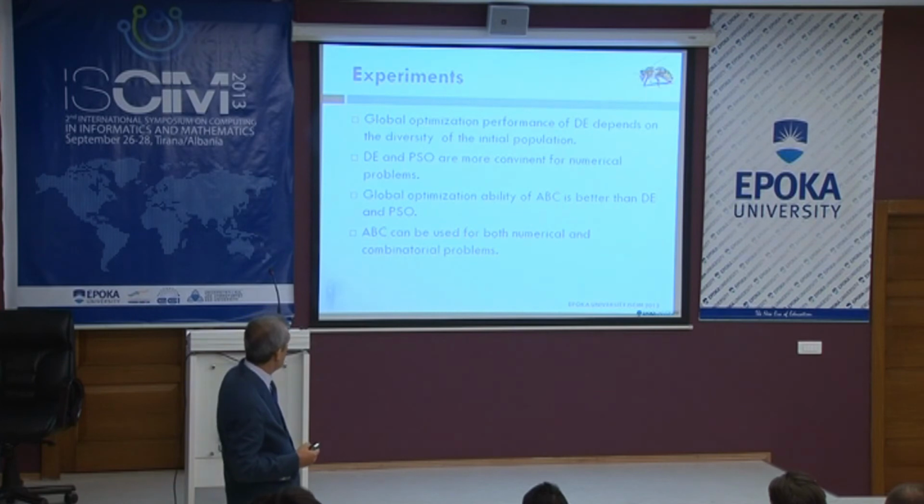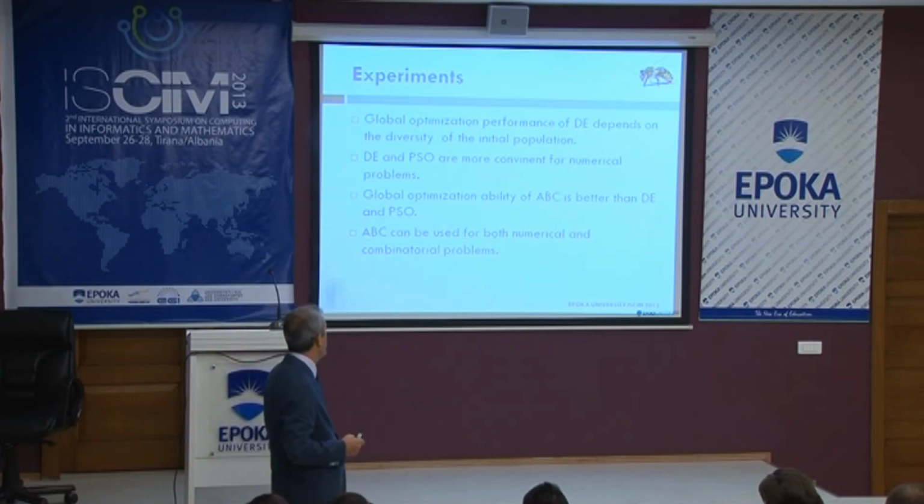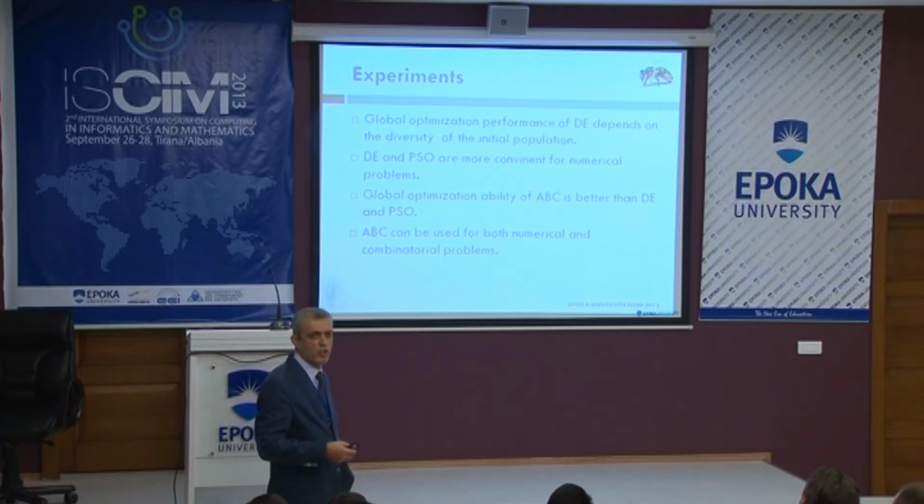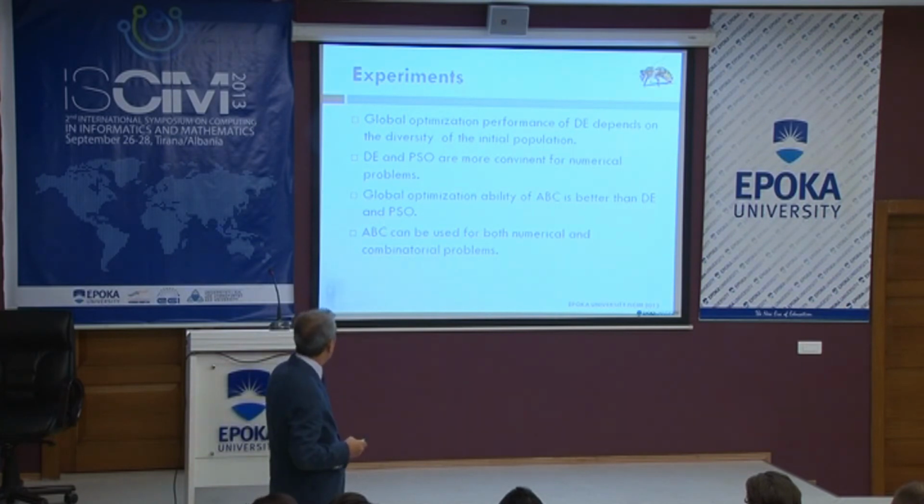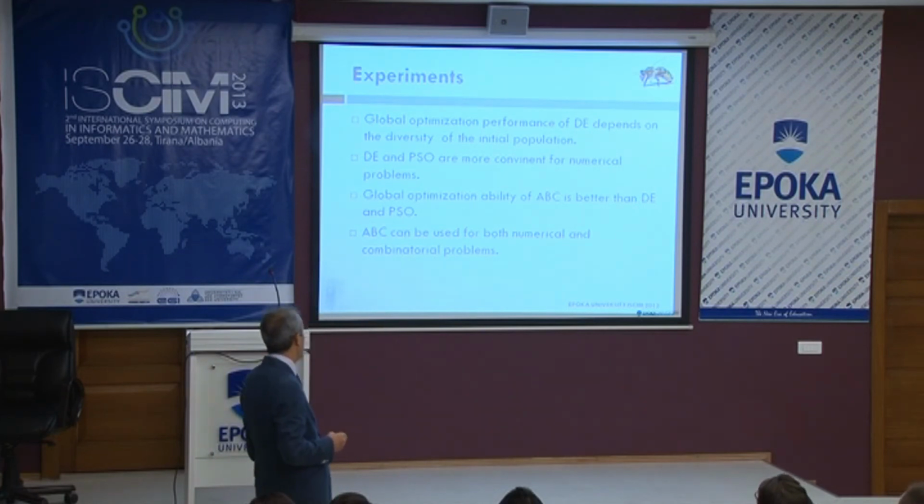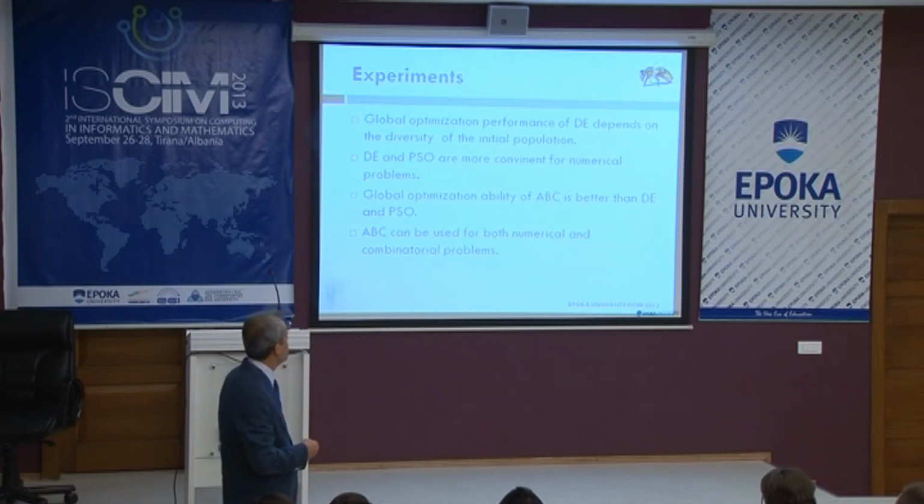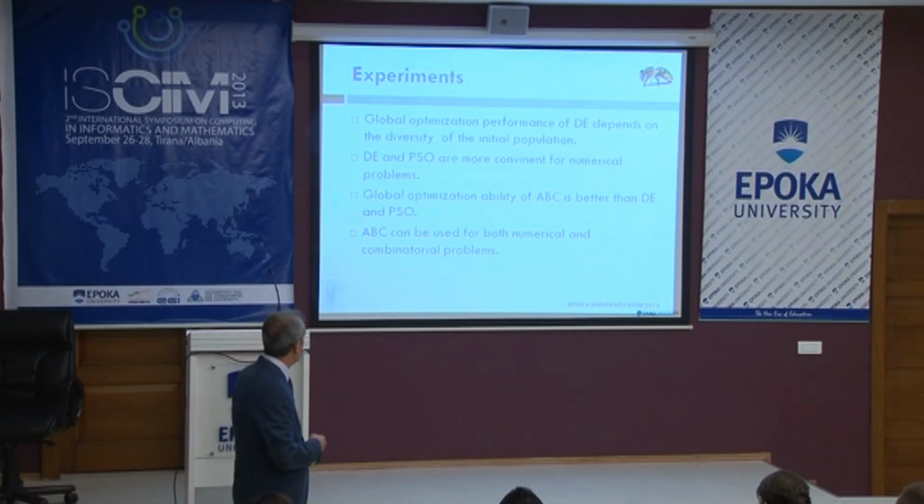The global optimization performance of differential evolution depends on the diversity of the initial population. Differential evolution is an evolutionary algorithm, so in fact it is not convenient to compare their performance. But the global optimization performance of differential evolution depends on the diversity of the initial population. Differential evolution and particle swarm optimization are more convenient for smaller problems. The global optimization ability of ABC is better than differential evolution and particle swarm. ABC can be used for both numerical and combinatorial problems.